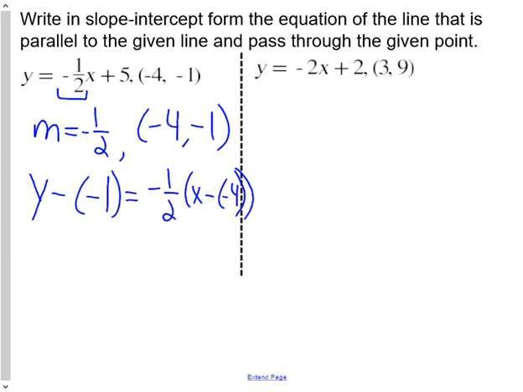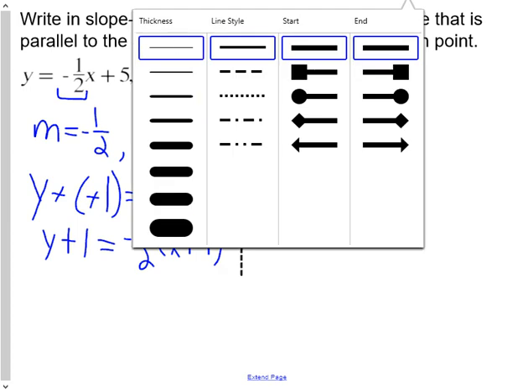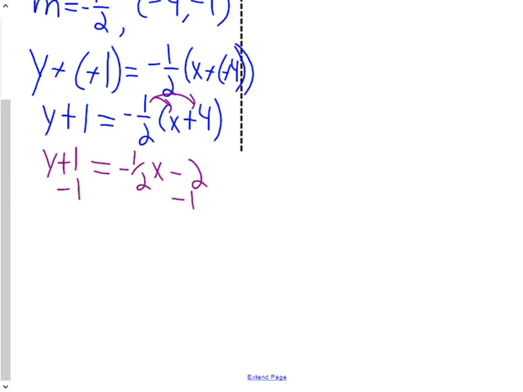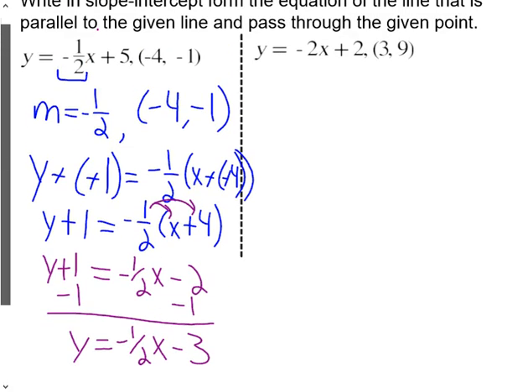We have a couple double negatives we're going to take care of here quick. This is going to be a positive 1 now. This is going to be a plus 4. And then I will multiply through and solve for y. Plugging it in, we've got negative half x, and then half of 4 is 2, and now we bring the sign with negative 2. Y plus 1 equals negative half x minus 2, minus 1 from both sides, we get y equals negative half x minus 3. We still end up with a nice y-intercept there.